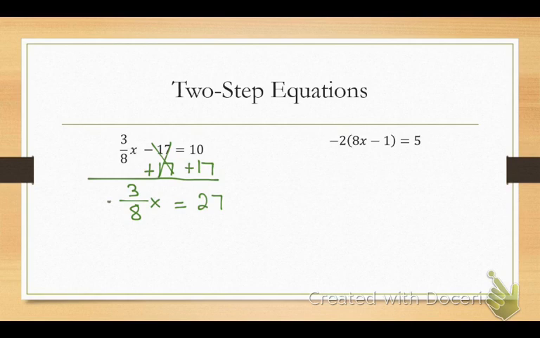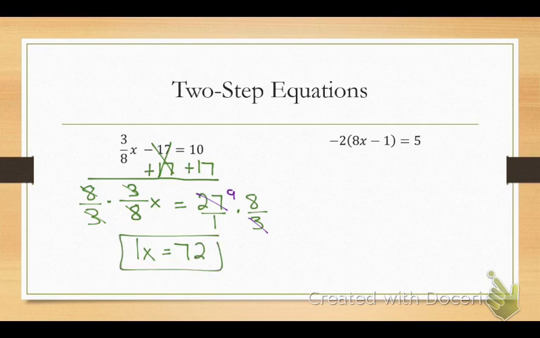Very good. And then did you guys cross-reduce it all? Did y'all cross-reduce that? 3 and 27? That'll make it a lot easier. 72. Okay, and if you just said x, that's fine because the one's understood.